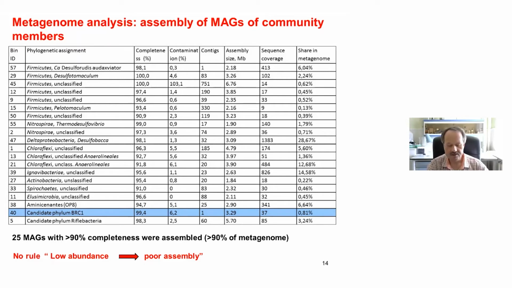This is an illustration. The most abundant genome, the Sulfobacter, you can see it here, number 47. It was assembled into 32 contigs, while a complete circular genome was assembled for a bacterium whose share in the community was 40 times less. This is number 40.